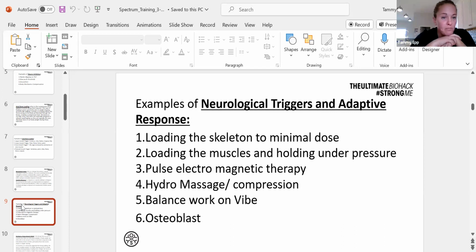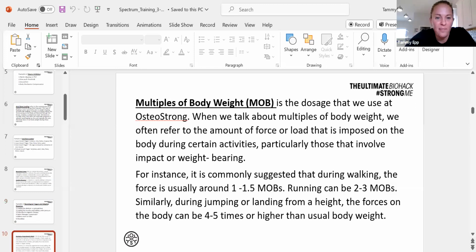Balance work on the vibe. Man, notice that every single vocabulary word that we've used comes back to some of the work that you can do on the vibe. So balance work on the vibe can be a trigger. I'm out of balance, I need to do something to protect myself. Proprioception, learn how to balance. Okay, so it's that training. And then of course osteoblast.